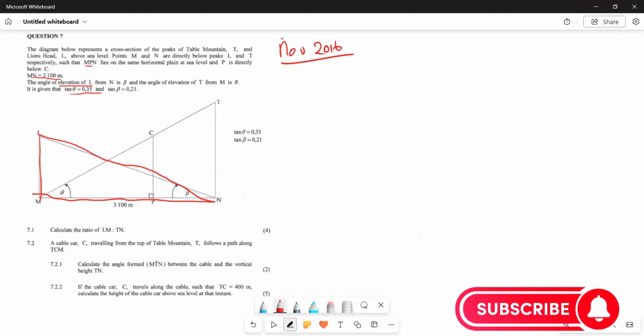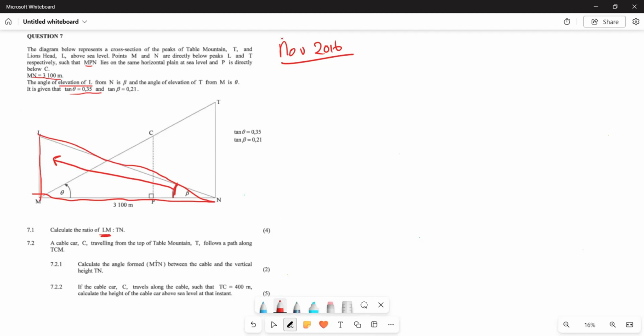What we want to do is express this, starting with LM because that's the one we are looking for. We are expressing our unknown side LM and our MN, because we are given MN, to find the expression of both of these sides. So for 7.1, tan of beta is equal to, remember that for tan, it is opposite over adjacent. The opposite side is LM, all over your MN.